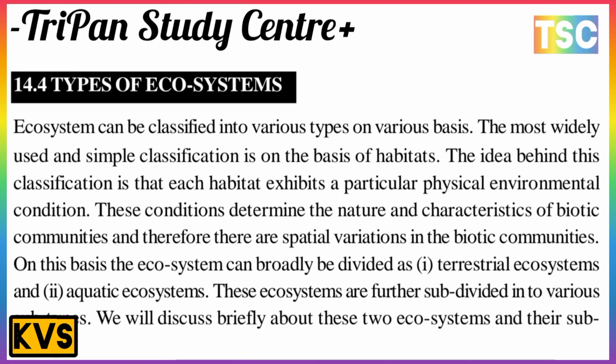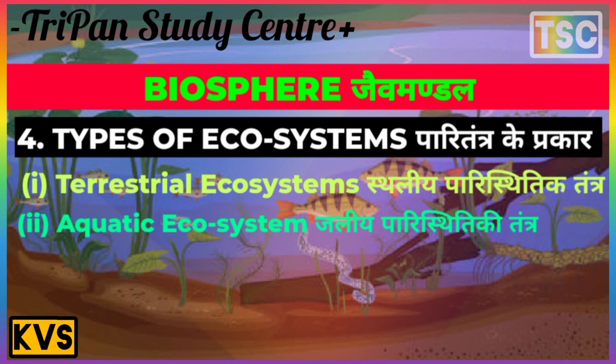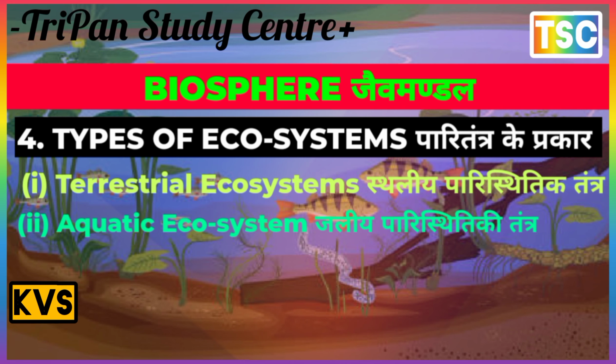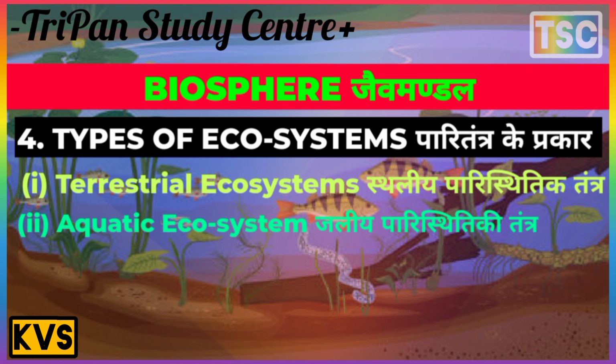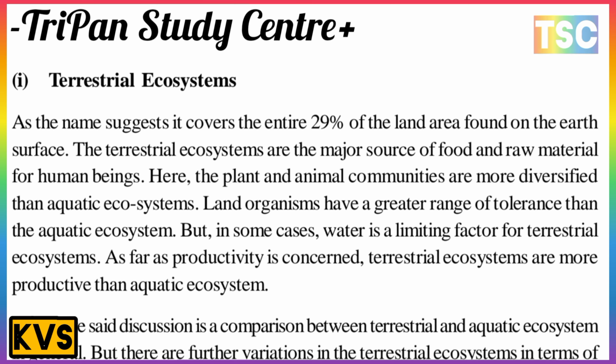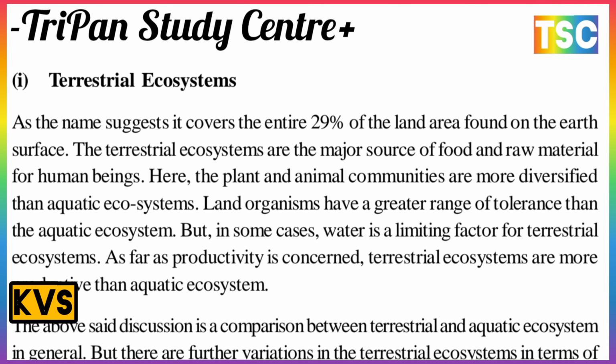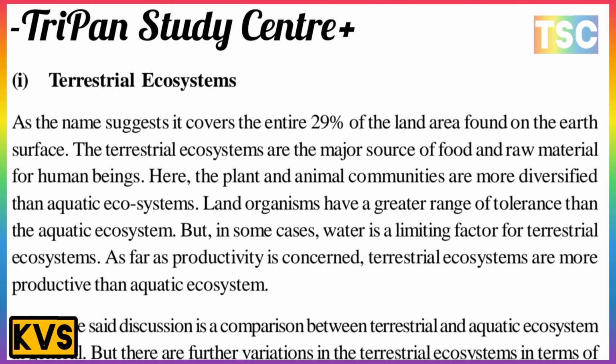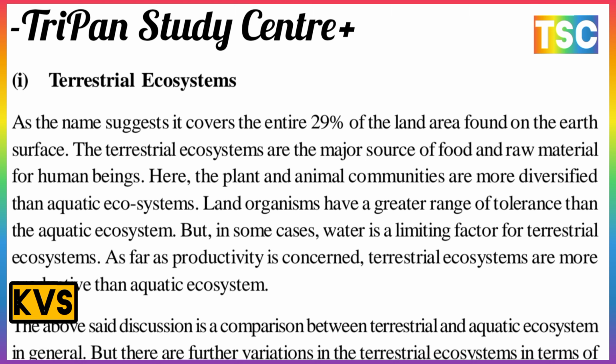This is important here, the types of ecosystem. The first is the terrestrial ecosystem. This is the most important terrestrial ecosystem. As the name suggests, it covers the entire 29% of the land area found on the earth's surface. The terrestrial ecosystems are the major source of food and raw materials for human beings.